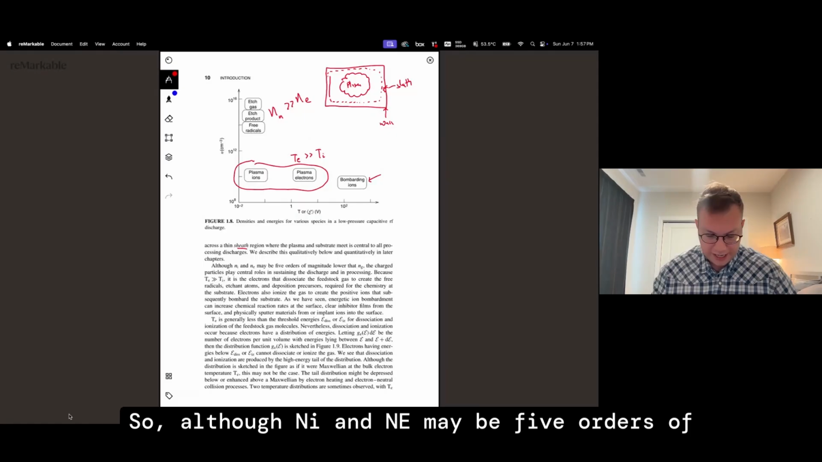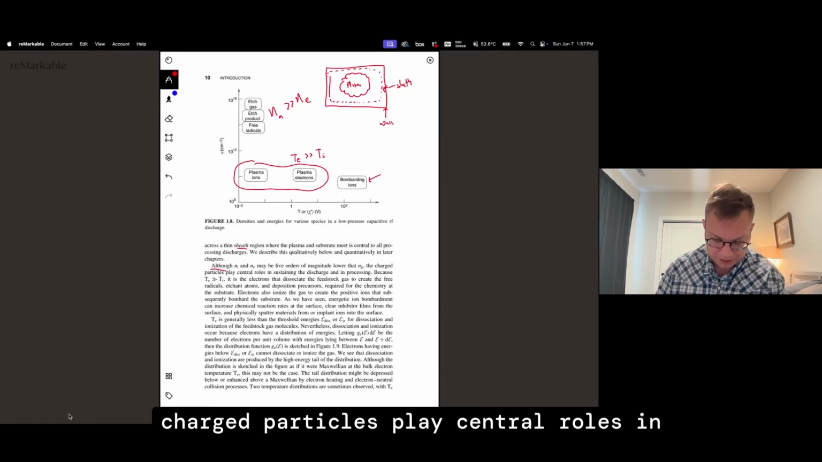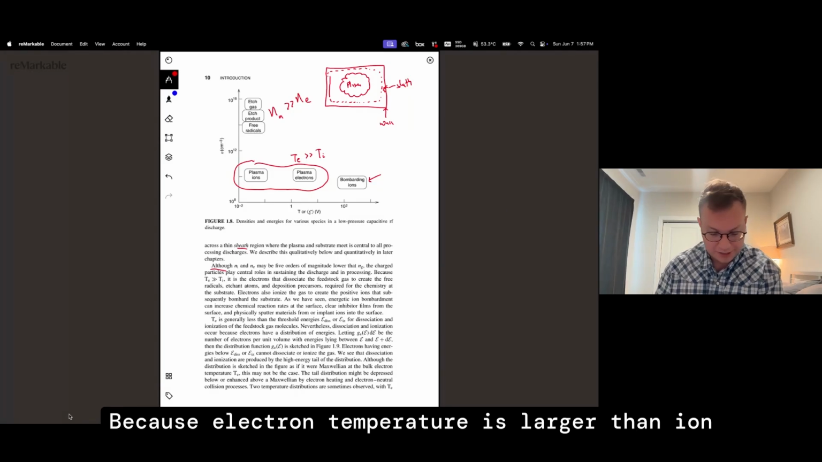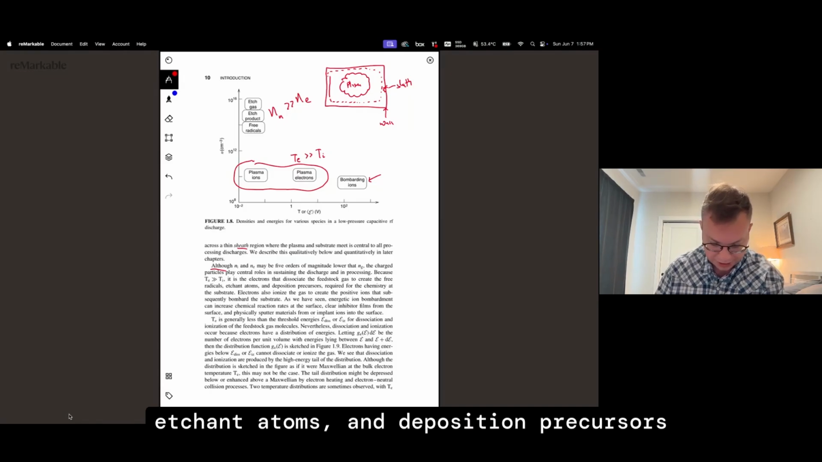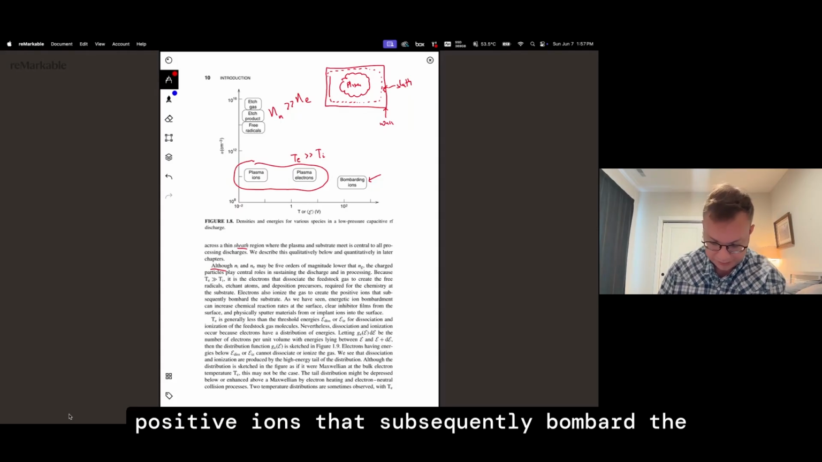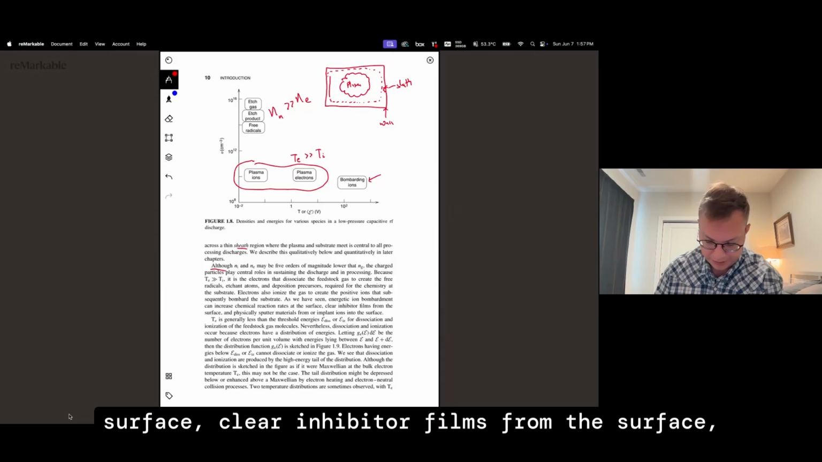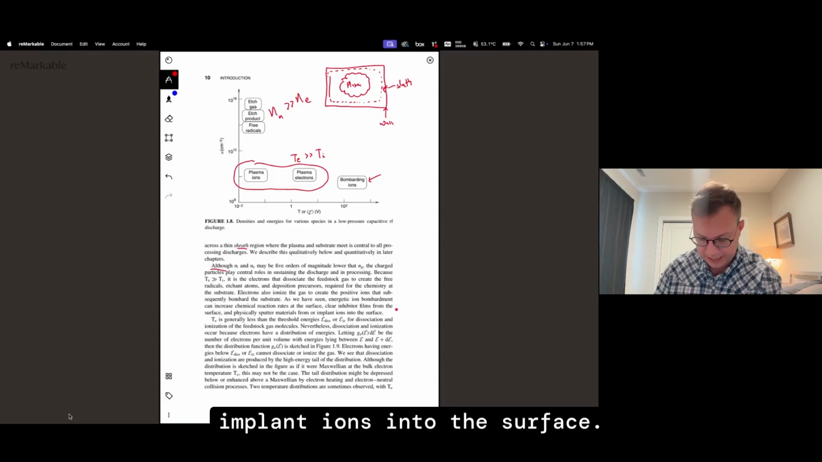So although Ni and Ne may be 5 orders of magnitude lower than the gas density, the charged particles play central roles in sustaining the discharge and in processing. Because electron temperature is larger than ion temperature, it is the electrons that dissociate the feedstock gas to create the free radicals, etchant atoms, and deposition precursors required for the chemistry of the substrate. Electrons also ionize the gas to create the positive ions that subsequently bombard the surface. As we have seen, energetic ion bombardment can increase chemical reaction rates at the surface, clear inhibitor films from the surface, and physically sputter materials from or implant ions into the surface.